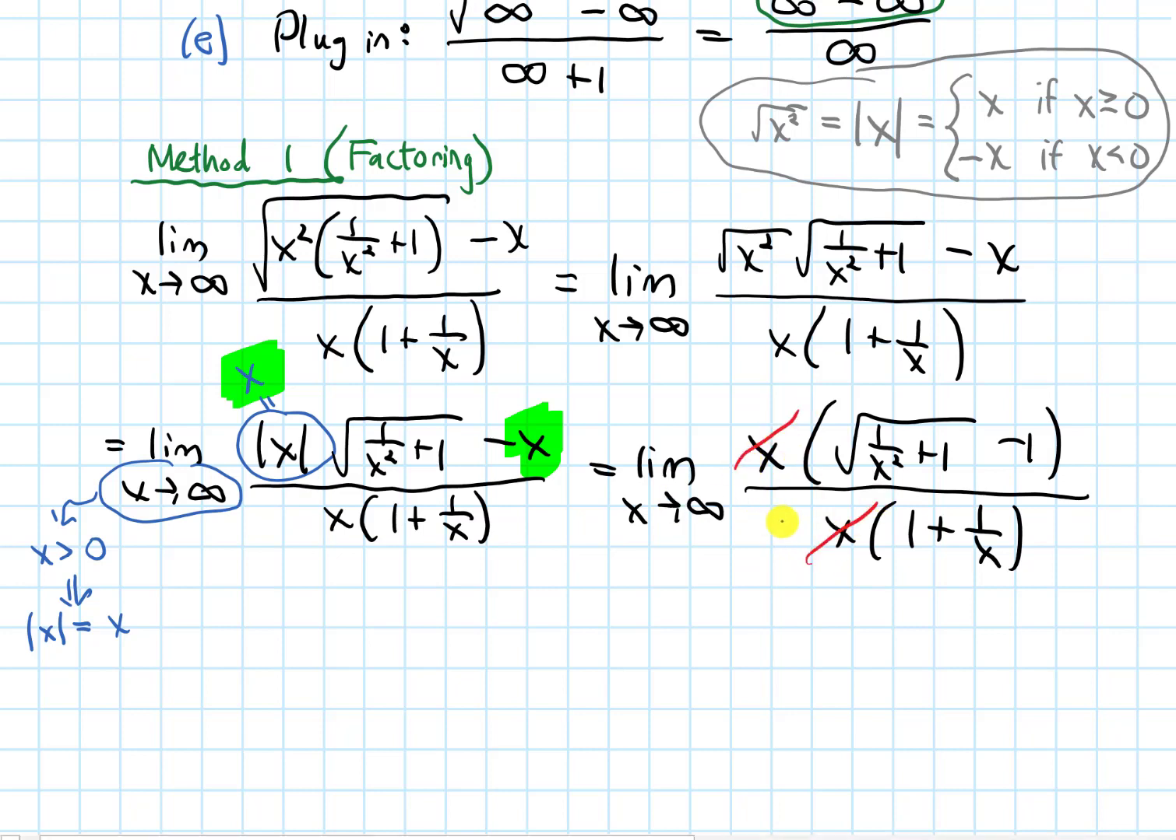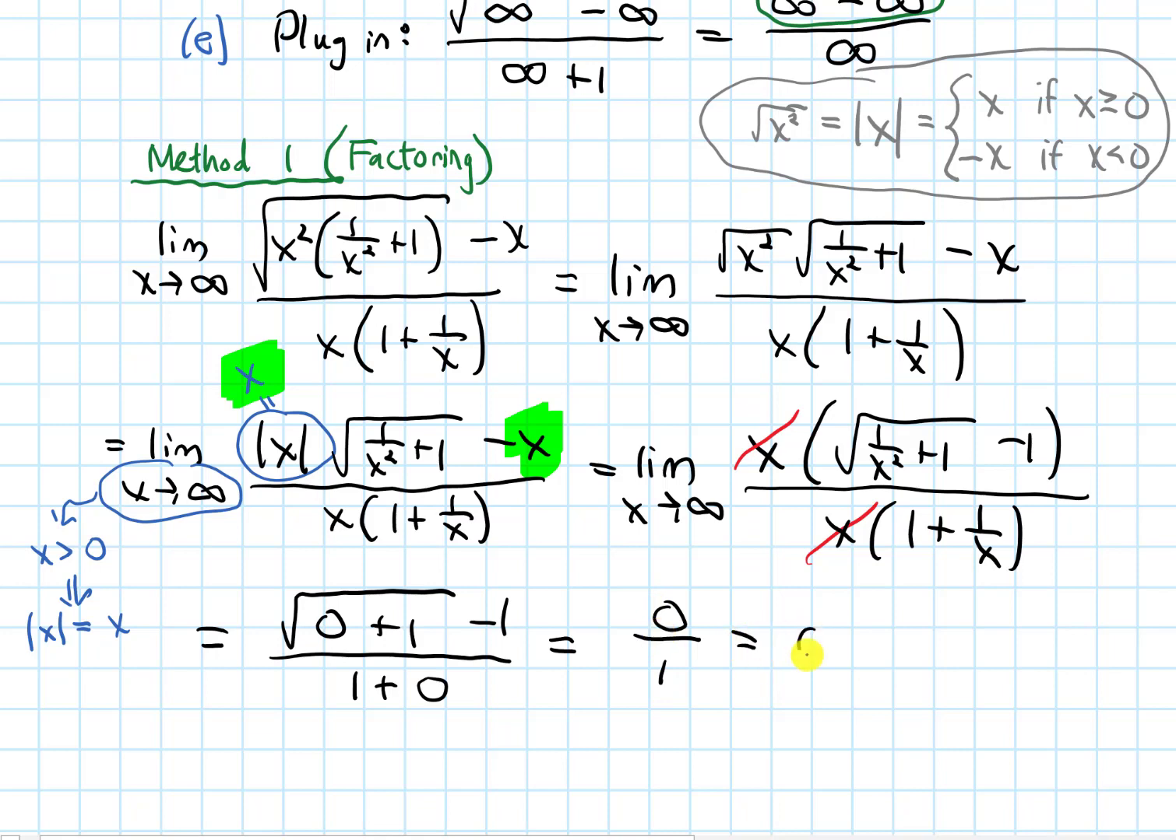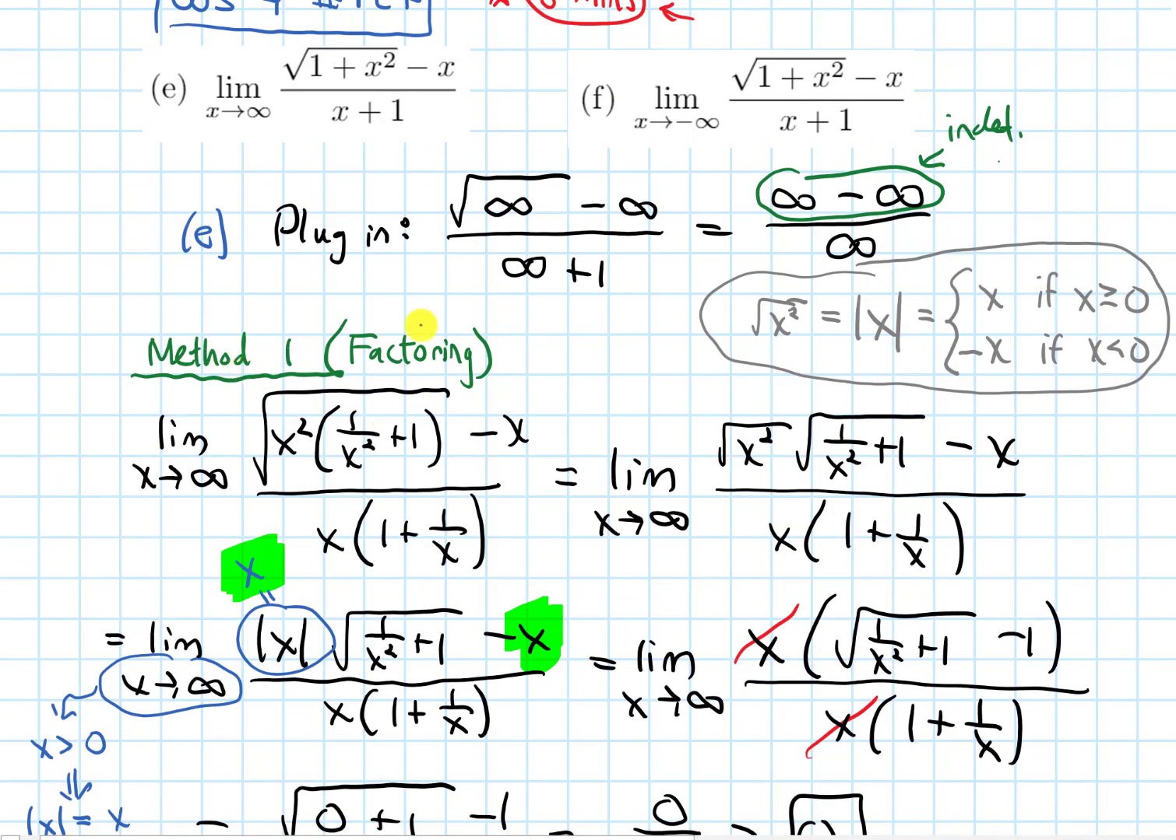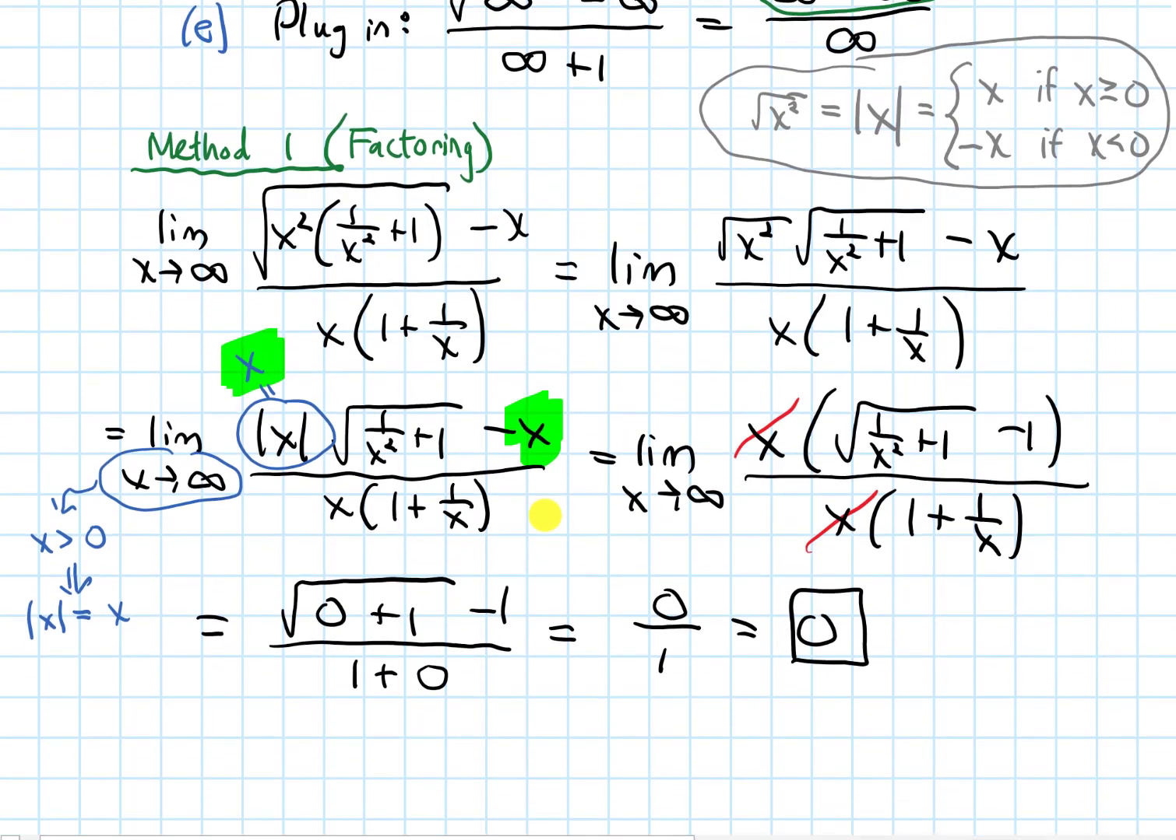Now let's try plugging in. The square root of 1 over infinity is getting close to 0, plus that 1, minus the 1 outside. On the denominator, I'll have 1 plus 1 over infinity, which is getting close to 0. The square root of 1 is 1, so the numerator is 0 and the denominator is 1. And 0 over 1 is 0, and that's my answer. We were able to do this by factoring the highest power of x on the top and on the bottom, simplifying, canceling, and then plugging in to evaluate our limit.